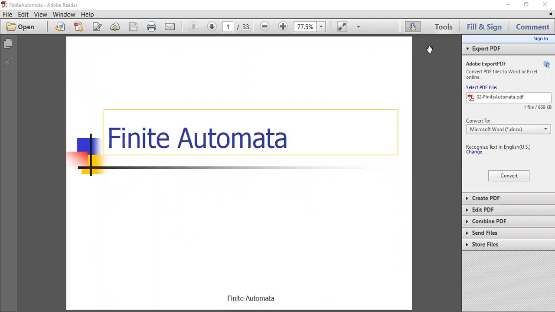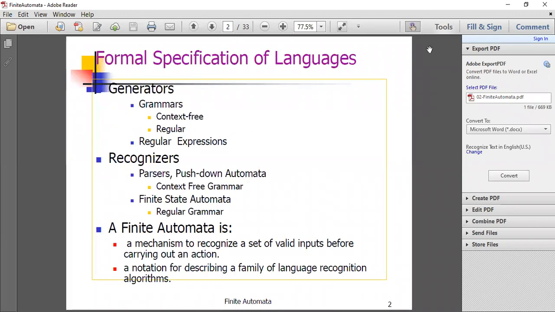So the next topic is finite automata in compiler design in unit 1. We are going to see what is finite automata in compiler design. Okay. So first, what is finite automata? It is a state machine that takes a string of symbols as inputs and it changes its states accordingly.